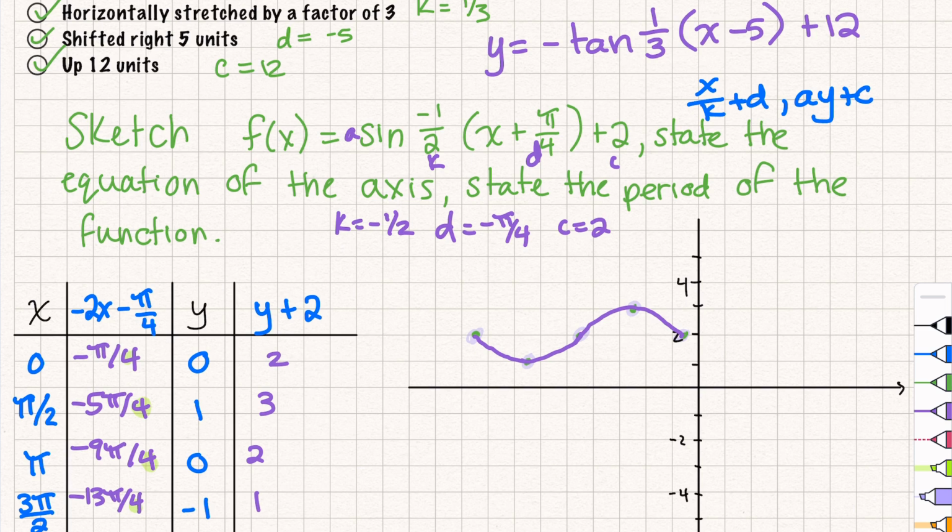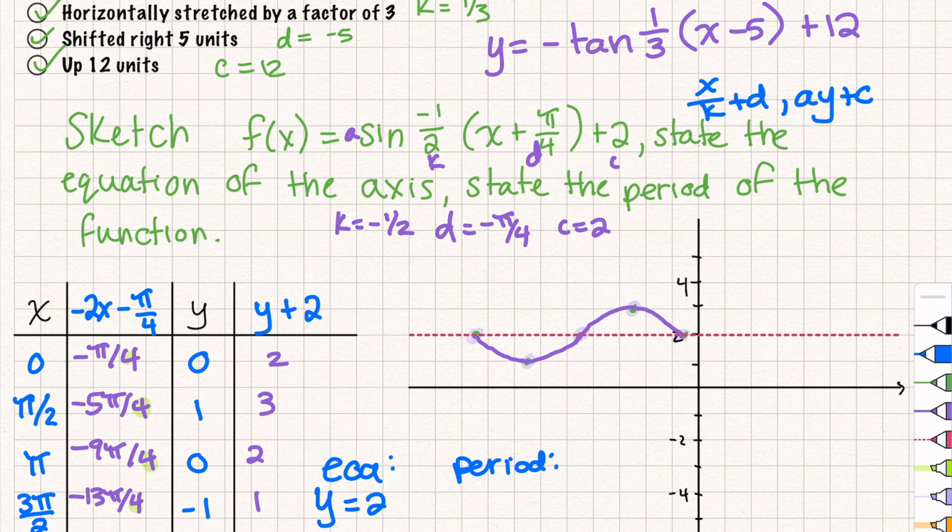So what would be the equation of the axis here? Our c value is 2, so our equation of the axis is y equals 2. That'll be here. So it splits our function in half vertically. And then the period of the function, we know to find the period, we would have 2 pi over k. So in this case, 2 pi over 1/2, which gives us 4 pi. So the period, so one cycle, is 4 pi.